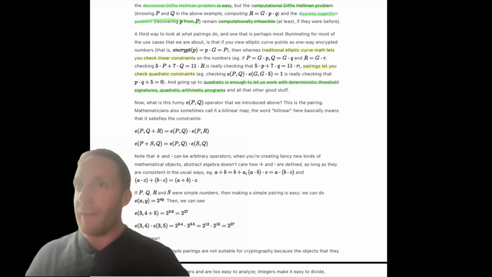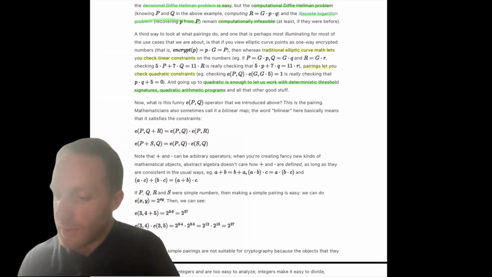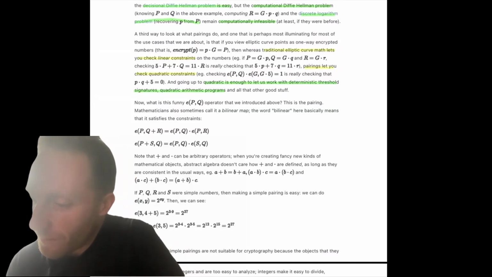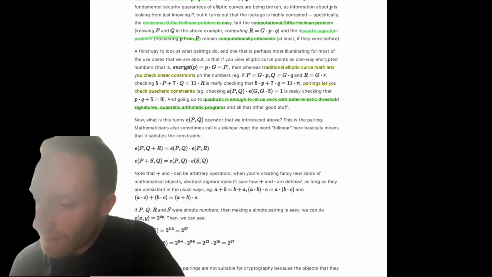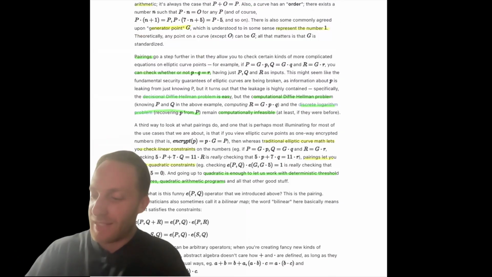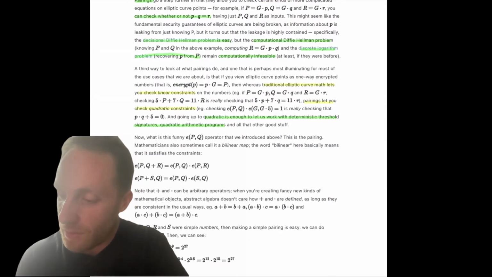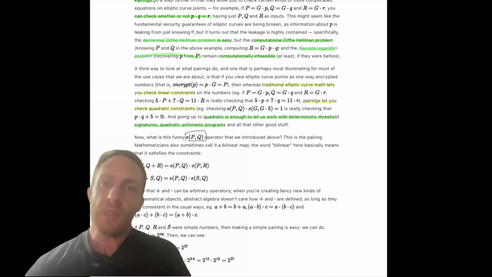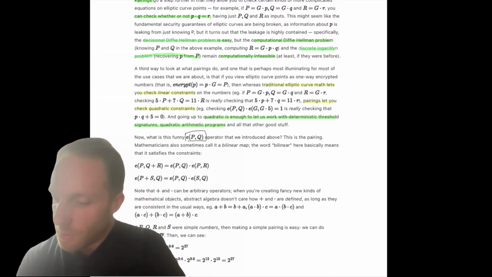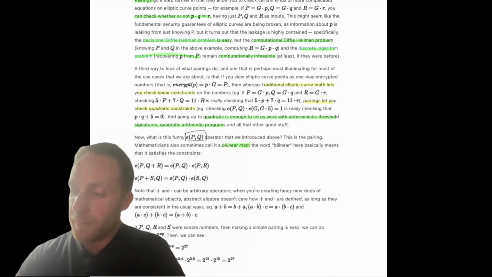So what is a pairing? Here is where he actually introduces it. So a pairing is this. I apologize for having skipped it; I should have introduced pairing. So what is a pairing? It's just this function e(P, Q). It's a bilinear function. I think he says it somewhere. That's the most important keyword, bilinear.